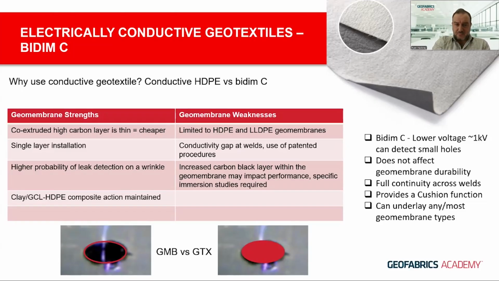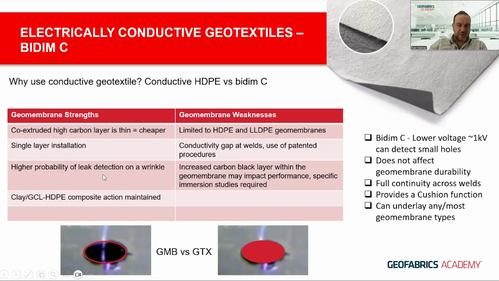And another thing to consider is that increased carbon black layer on the underside of the geomembrane. There have been studies that have been conducted that indicate that increased carbon black layer as part of the membrane itself, it could potentially impact performance. It can interact with the stabilizer packages, the antioxidants, which can potentially impact on what the durability of the liner itself looks like. So it'd be recommended to do specific immersion studies just to ensure that higher carbon black layer is not impacting the longer term performance of the geomembrane in any way.